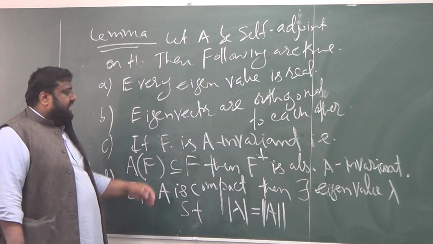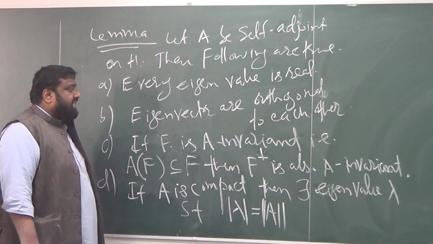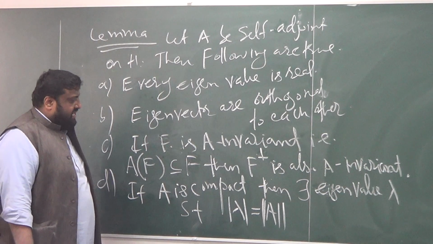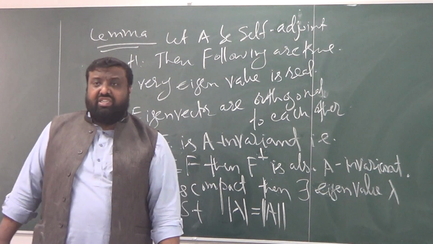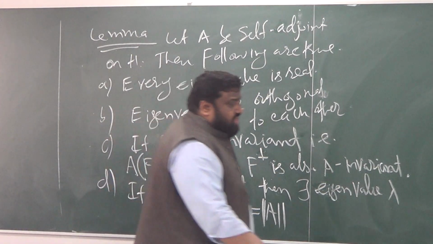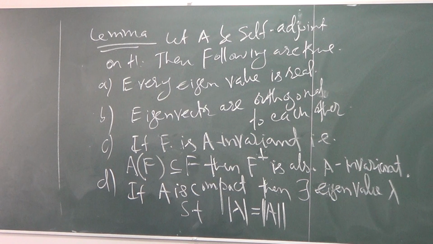And the fourth thing is that if A is compact in addition, then there must be an eigenvalue whose magnitude achieves the norm of A. It's a pretty nice, simple proof.